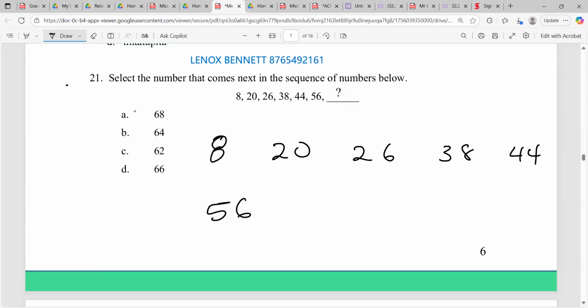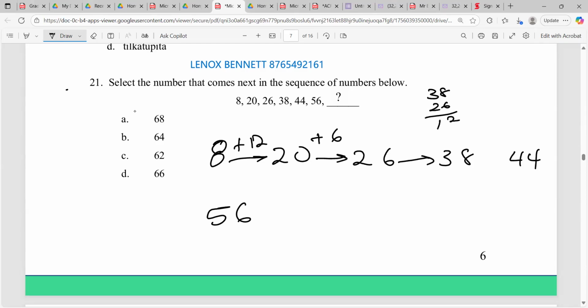All right, we can try, once the number is increasing, it's either addition or multiplication, right? So we could try addition. Here, they added 12. Here, 20 plus that, so they added 6 here. Let's see how many they added here. 12. And here, they added 38 plus 2, 6. So we can see the pattern, right? They add 12, then they add 6.